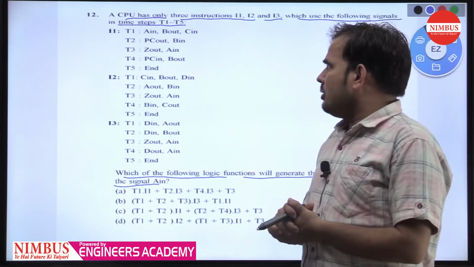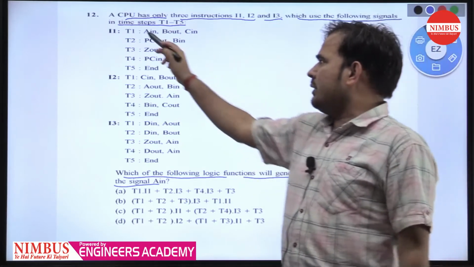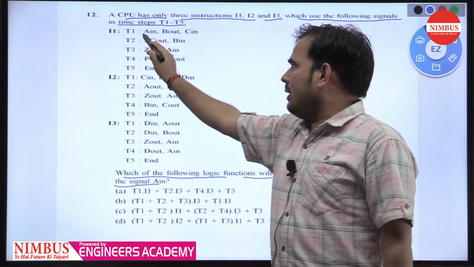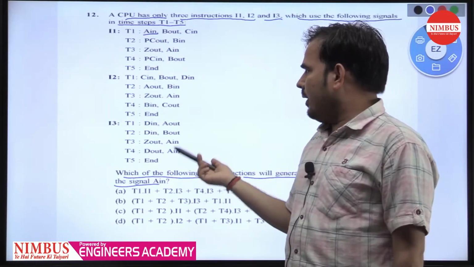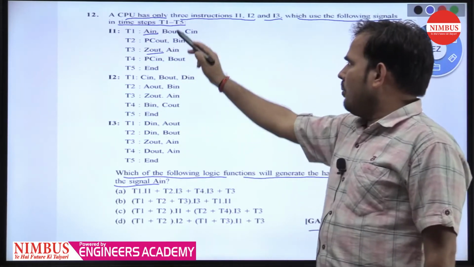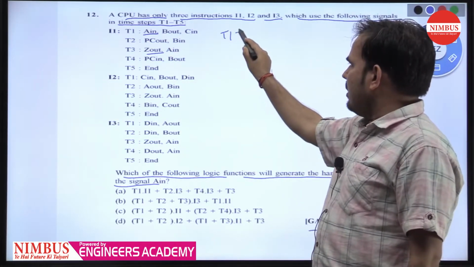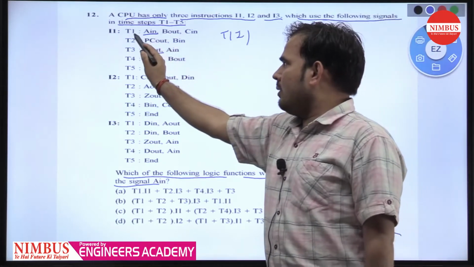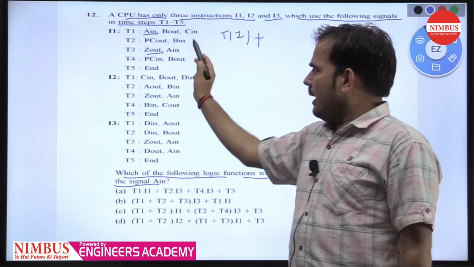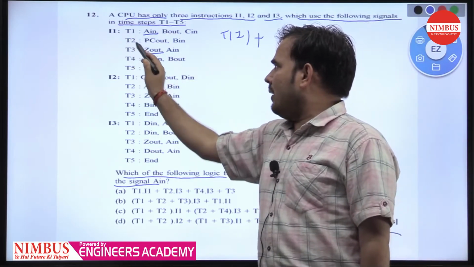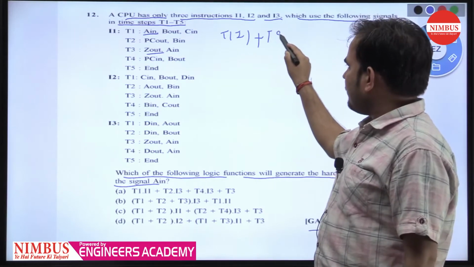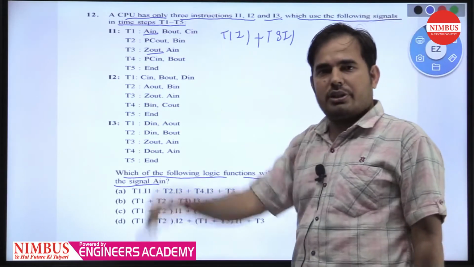So first we need to check where A in is present in instruction I1. A in is present in T1 and also in T3. So what can we write from I1? A in is present in T1, that's why we can write T1 I1, plus A in is present in T3, that's why we can write T3 I1. This is for the I1 instruction.